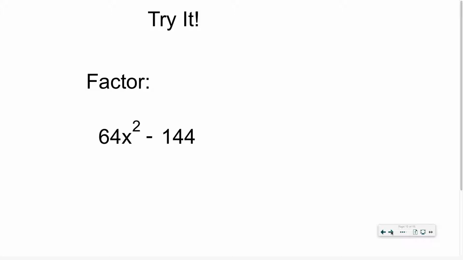Now you're already under the assumption here that that is the difference of two squares. Eventually you won't know what you're looking at, and you'll have to determine whether it is the difference of two squares. But right now we know that it is. What would the two factors be?